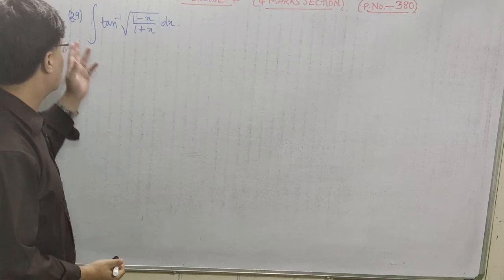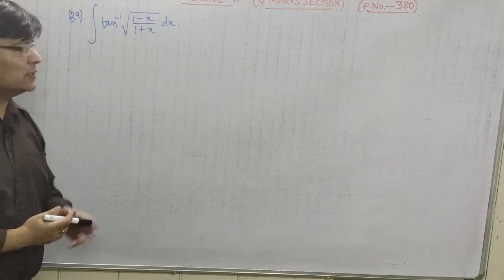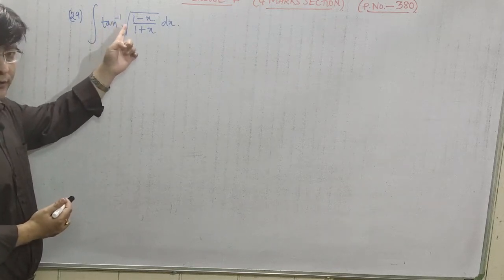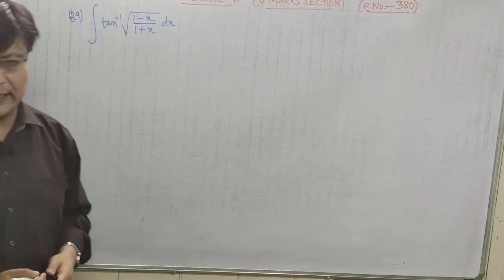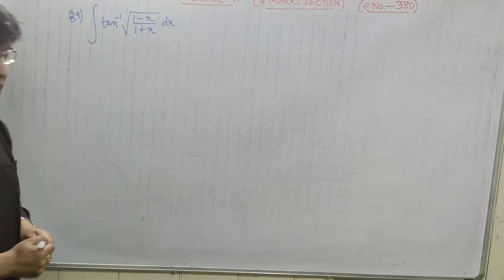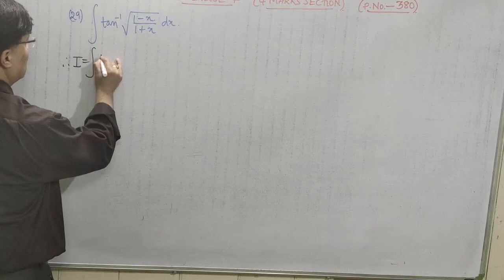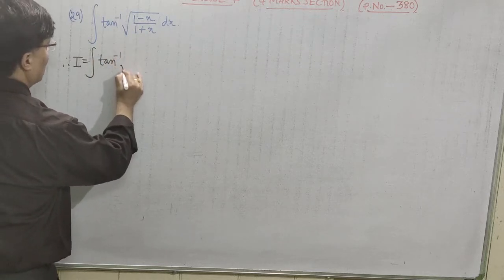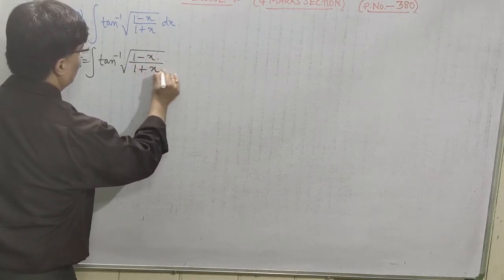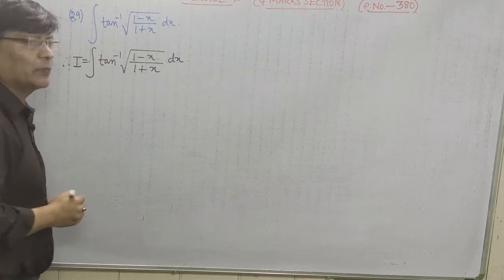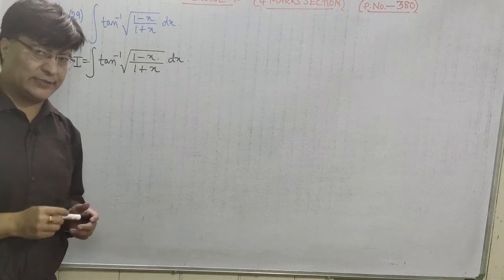Now we'll do the next question, that is question number 29. You have to evaluate this integration: integral of tan inverse of the square root of the fraction 1 minus x upon 1 plus x, dx. So how can you evaluate this integration? Let us first write I is equal to integration of tan inverse root over 1 minus x upon 1 plus x, then dx. In this case you have to do the trigonometric substitution for x.